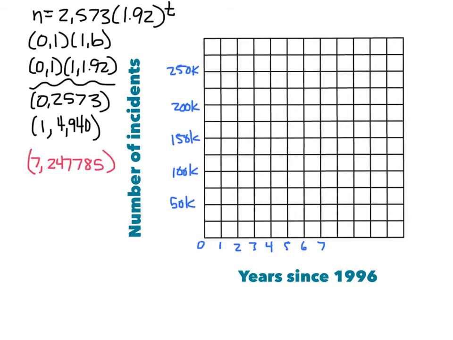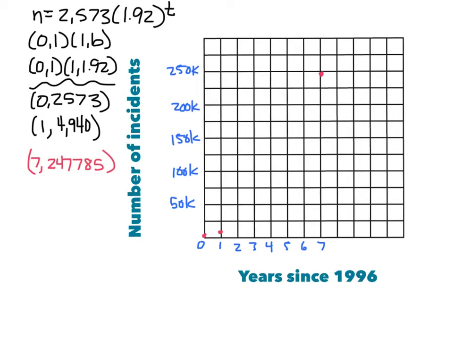It was important to have this third point, this 7, and about 250,000, because our first 2 points are here, like 0, 2,000, and 1, almost 5,000, which are both very small in respect to the 50,000 that we see. So we have like this point and this point. Yet by 7 years, we're almost to 250, to 250,000.